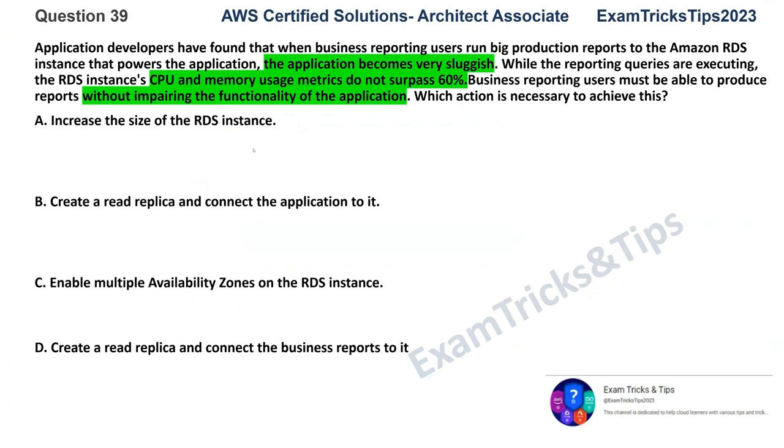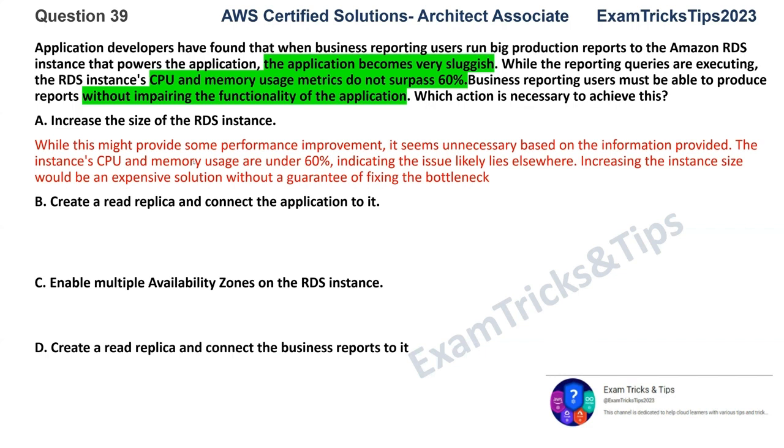First one, it says increase the size of the RDS instance. Now, if you increase the size of the RDS instance, that's not going to solve this problem. It is unnecessary. The instance's CPU and memory usage are under 60%. So we are not seeing that the database is not coping because of its size or capacity. It's because you have multiple access points into the database, and we need to separate that load. So this is incorrect. Increasing the size of the RDS instance is not going to help.